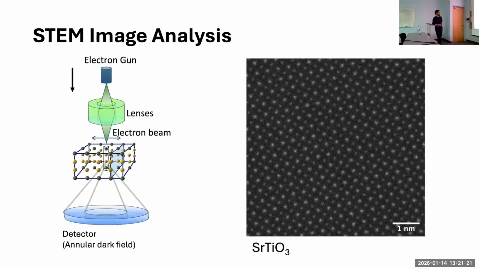Okay, so next up, I wanted to go a little bit over some basic data analysis we typically do with our images, at least in my research. As I've said, this is a diagram of the STEM. We scan an electron beam across our sample. We detect signal at each scan position, and we can form an image. This here is a strontium titanate crystal.